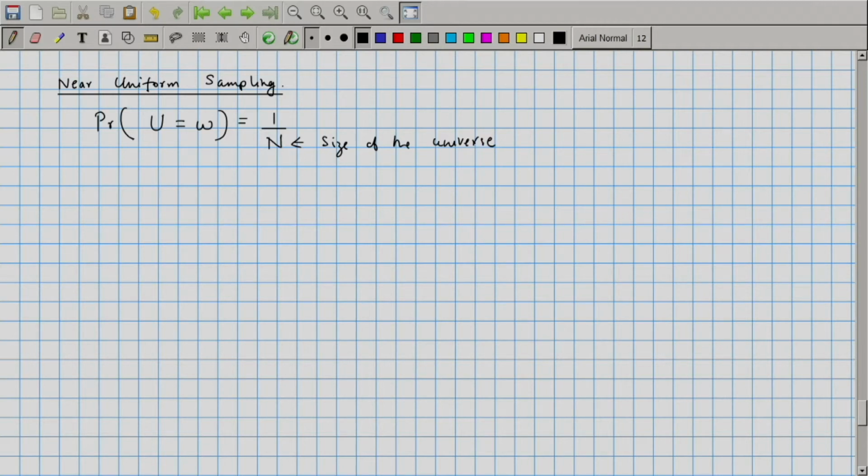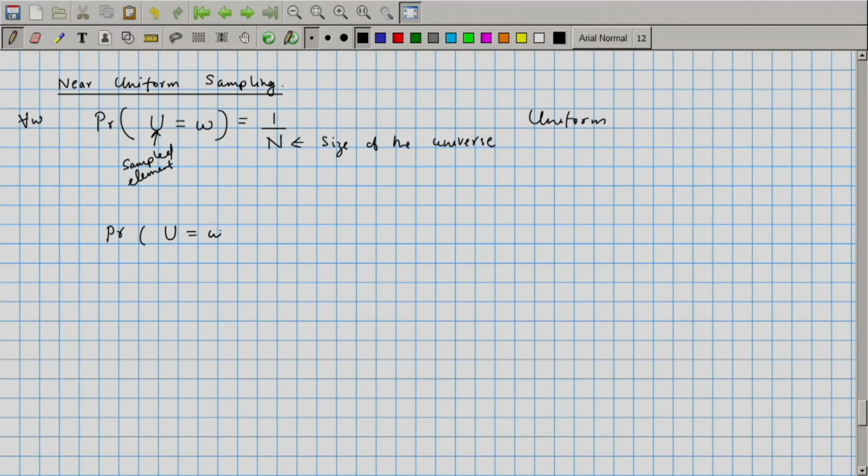Okay. So, in uniform sampling, what we expect is that for every omega, where omega is an element of the universe that we are sampling, the probability that the sampled element is omega is equal to 1 by n. Okay. When we say that something is near uniform, it means we are allowed to deviate from 1 by n.